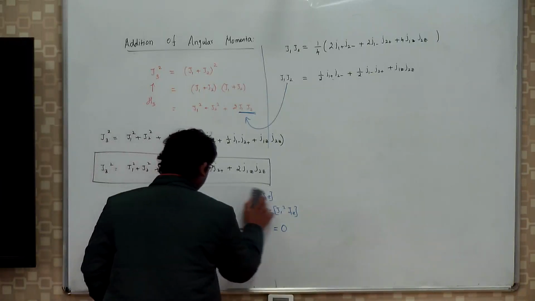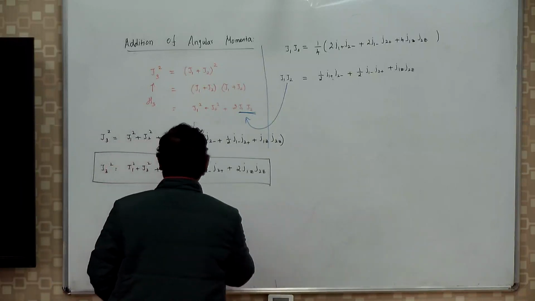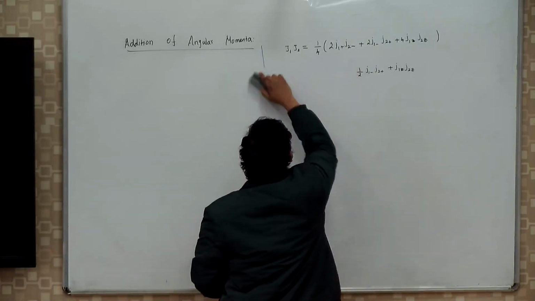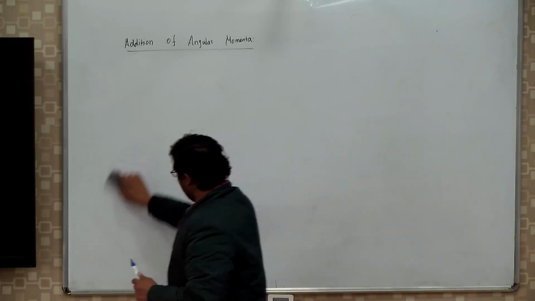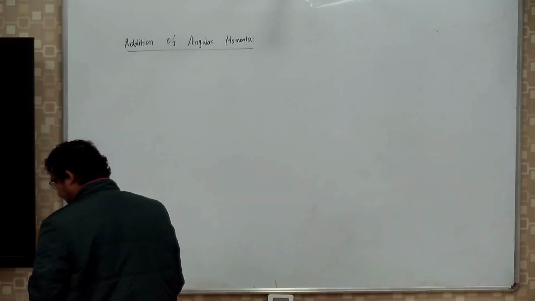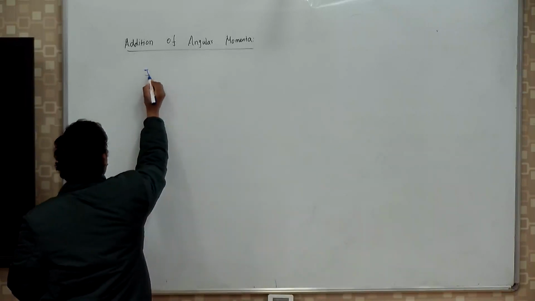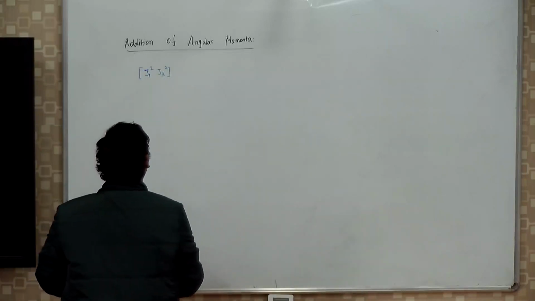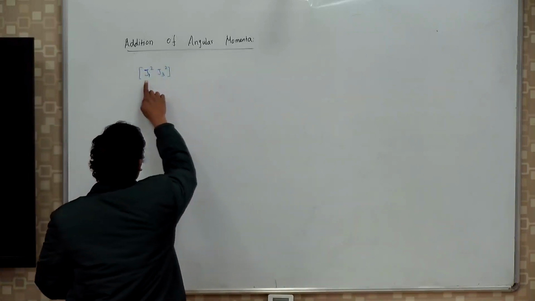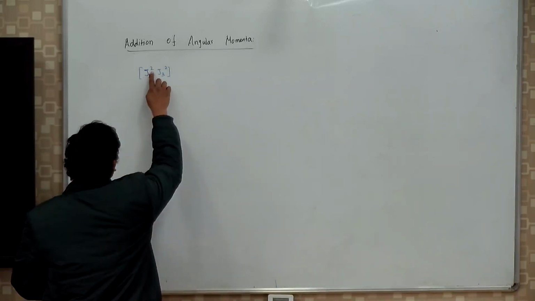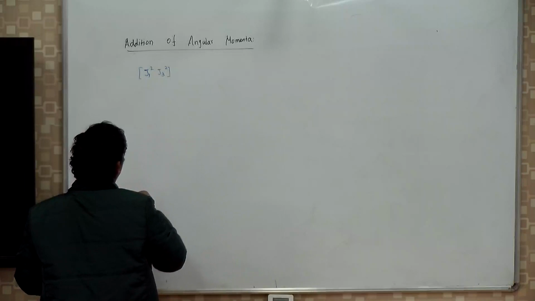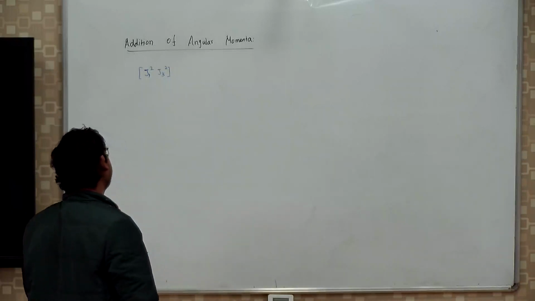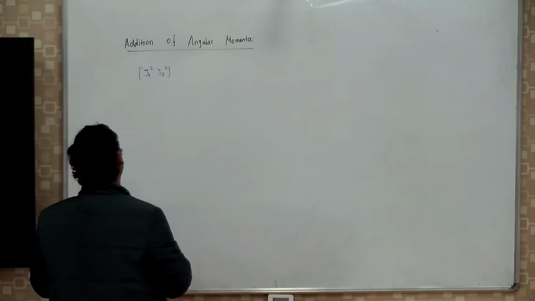Let's check one example. Is it giving you 0 or not? We will take J1 squared with J3 squared, the first commutation. First of all, these operators are nothing but numbers. J1 squared is nothing but J1 of J1 plus 1, and J3 squared is nothing but J3 of J3 plus 1. All are eigenvalues of that operator.